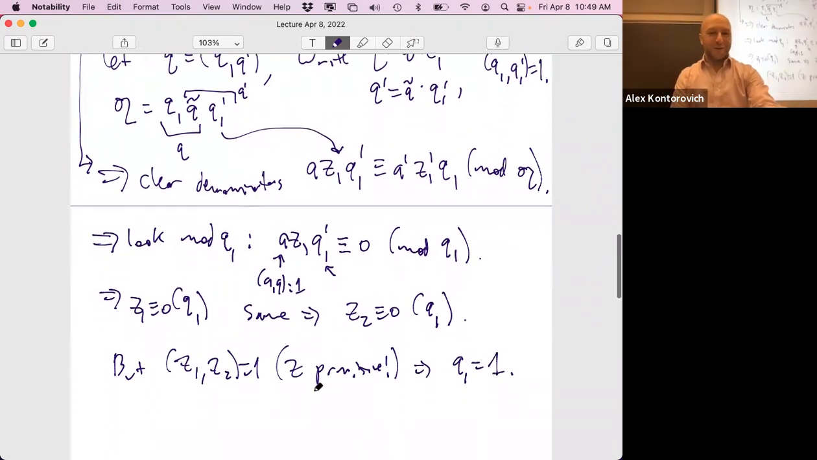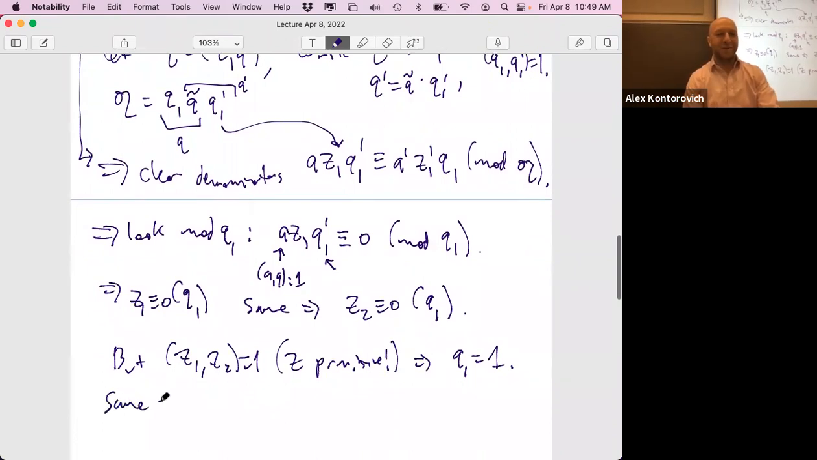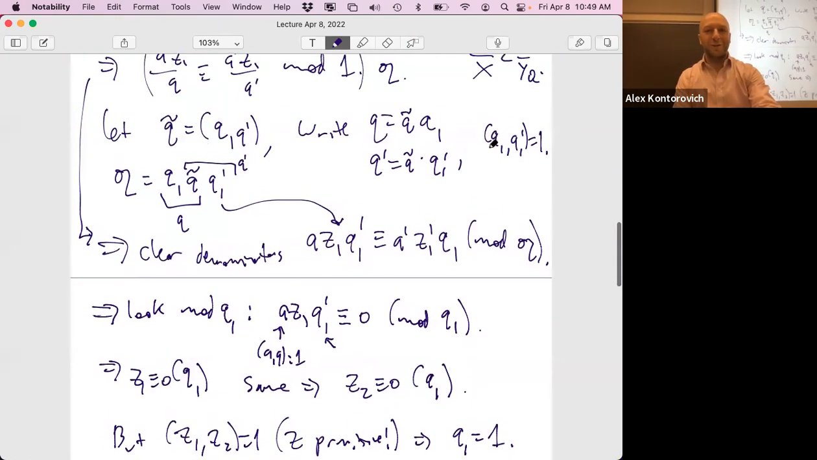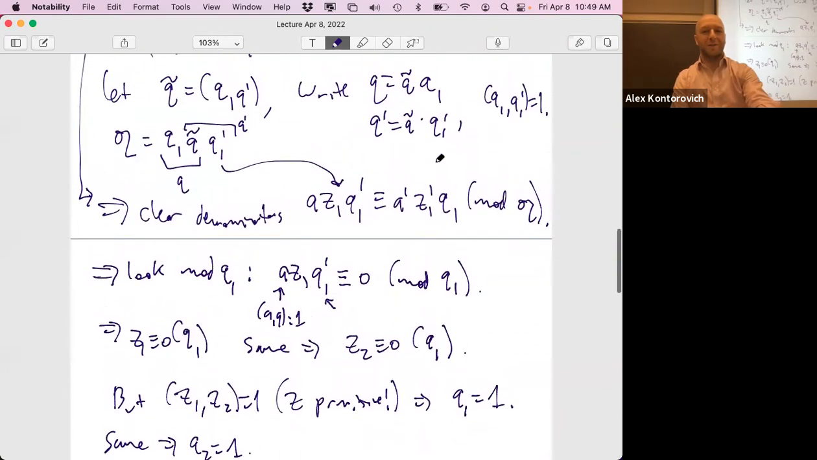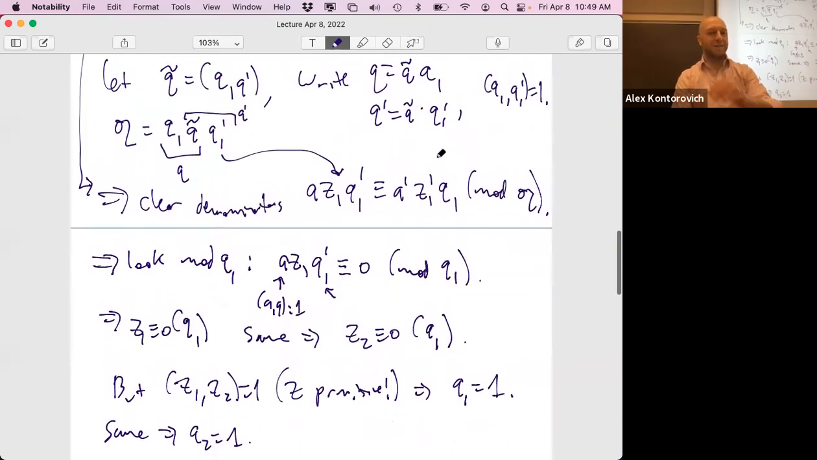Now we run the same argument. The same argument implies that Q2 has to be 1. What does it mean that Q1 and Q2 are 1? Sorry, Q1 and Q1 prime. That's going to give that Q and Q prime are the same.